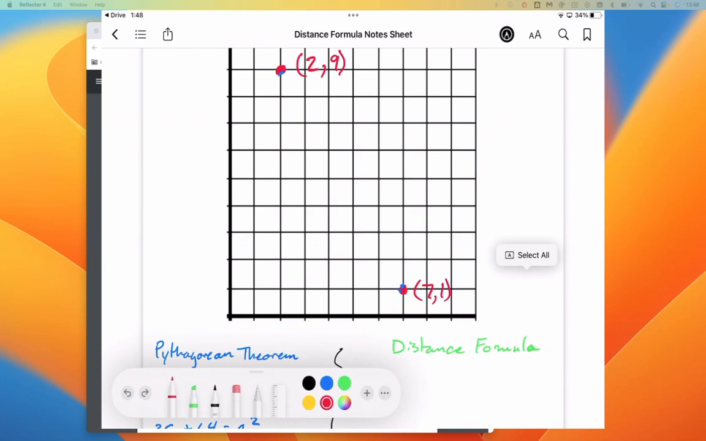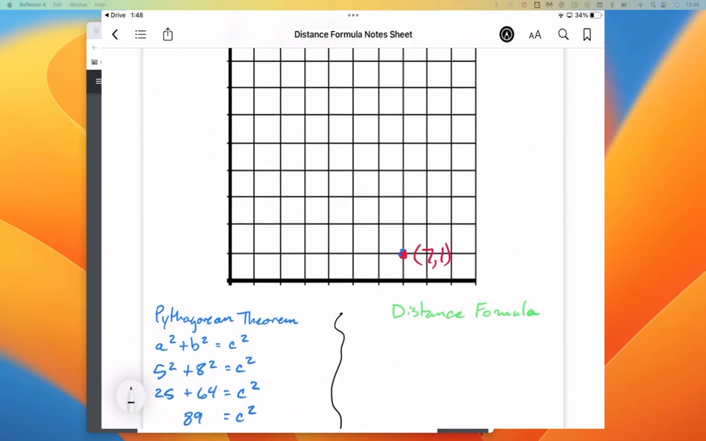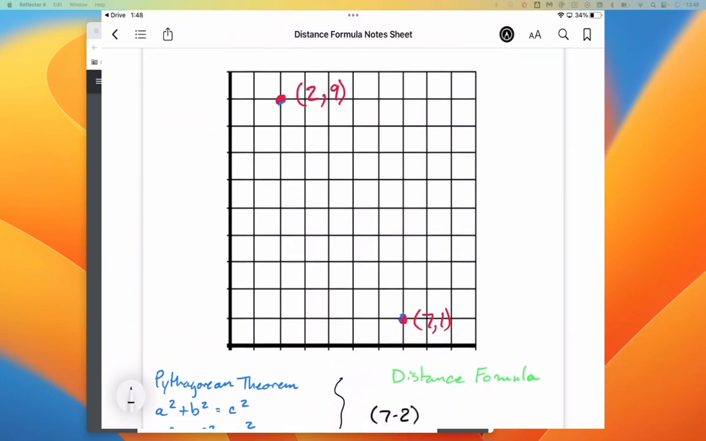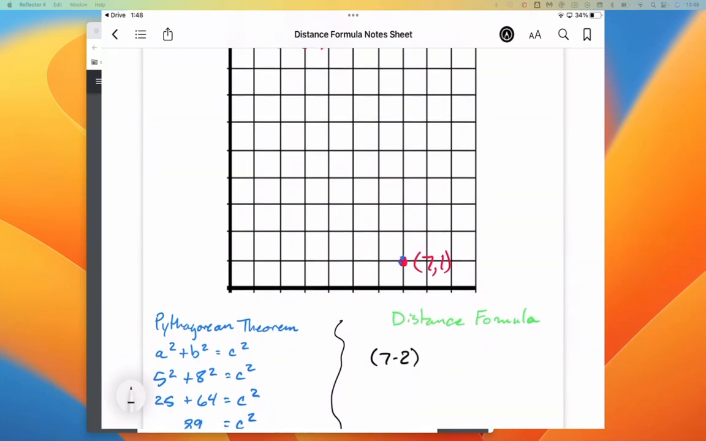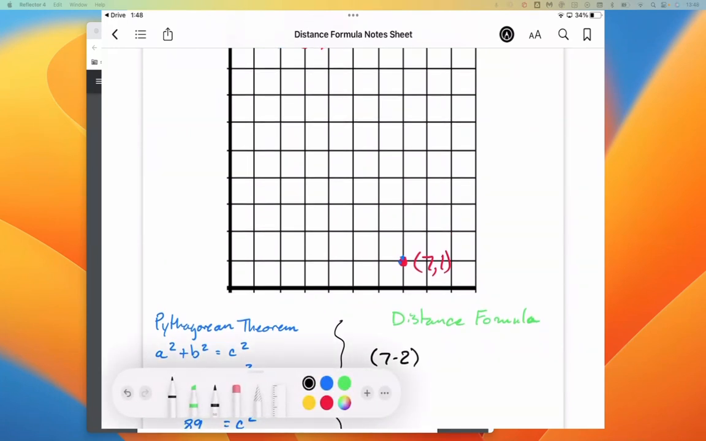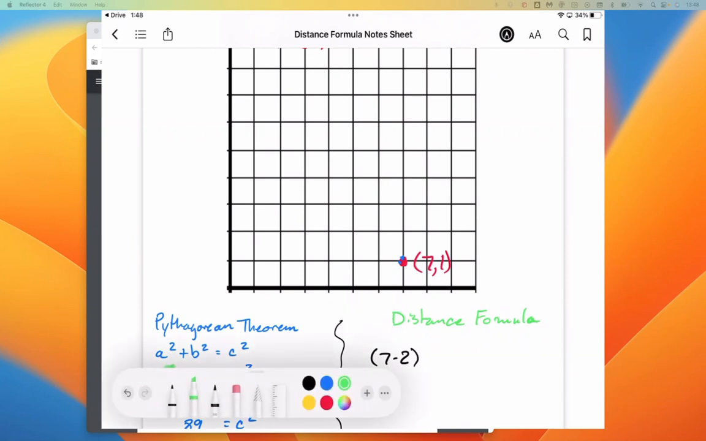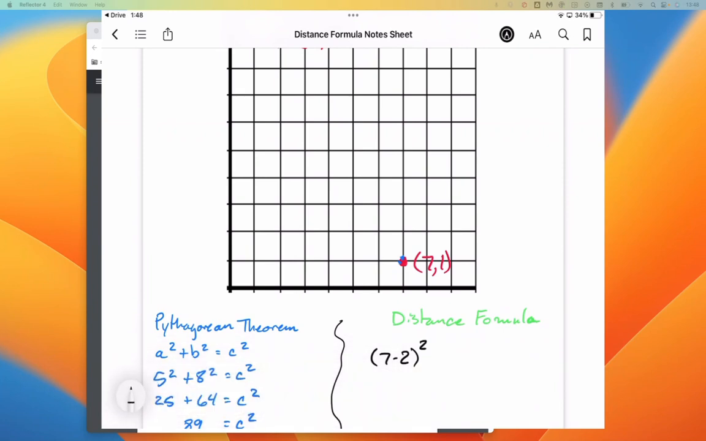And so I'm just going to write that down and say, hey, to get A, I could have done 7 minus 2, subtracting my x values. And that would have given me 5. The other piece I notice is that the 5 has to be squared for it to work on the Pythagorean theorem. So we're just going to copy that over here and make it squared.